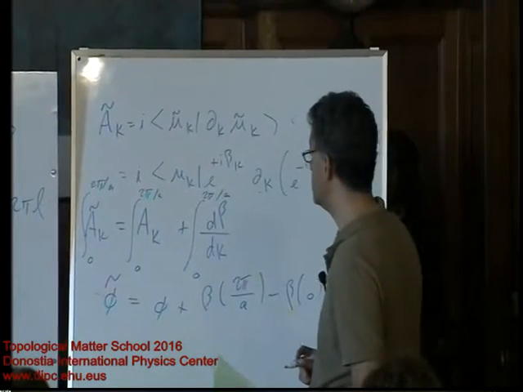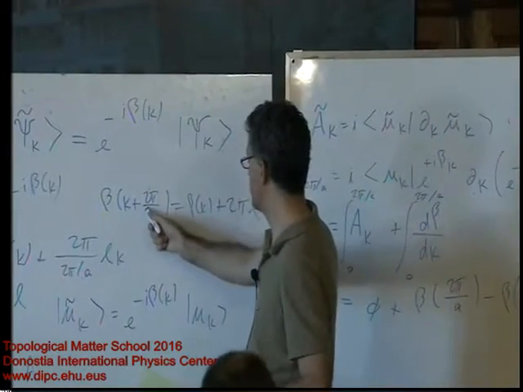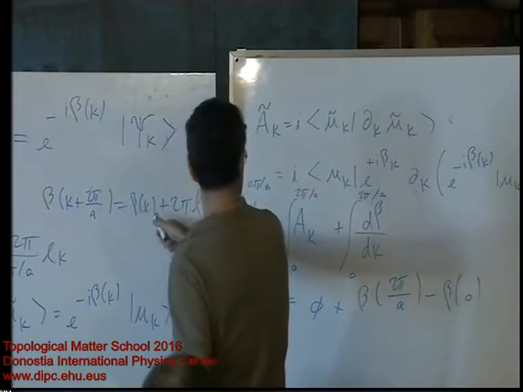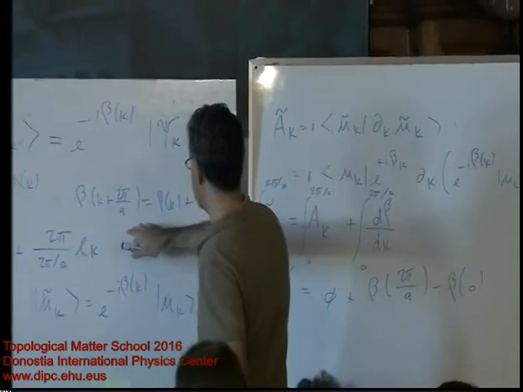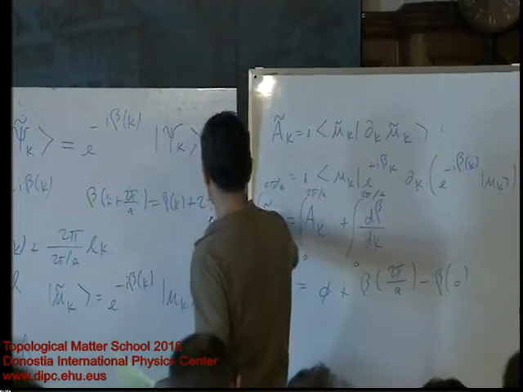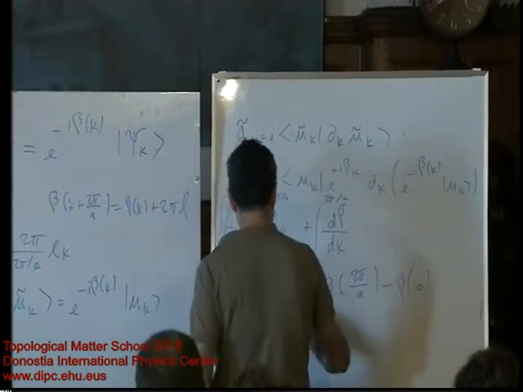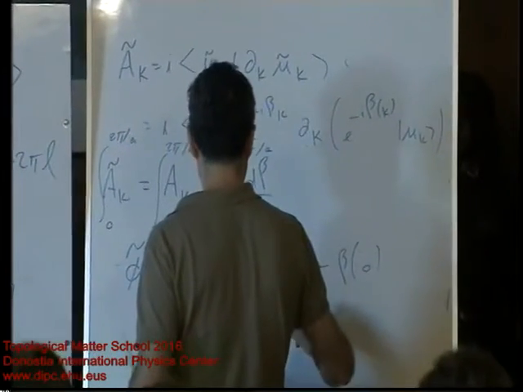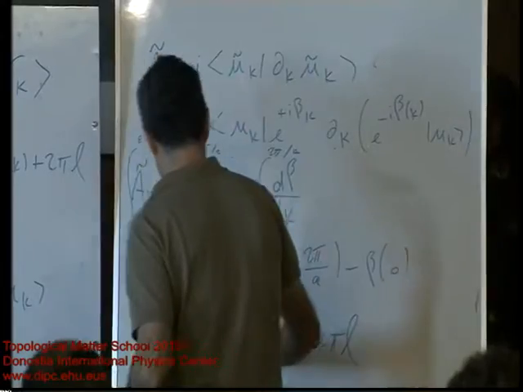So what is that? Well, it's this: beta of k plus 2 pi over a minus beta of k. I guess I'm setting k equal to 0. So beta of 2 pi over a minus beta of 0 is 2 pi over L. So the Berry phase is also not gauge invariant. It's almost gauge invariant. It can only change by integer multiples of 2 pi.